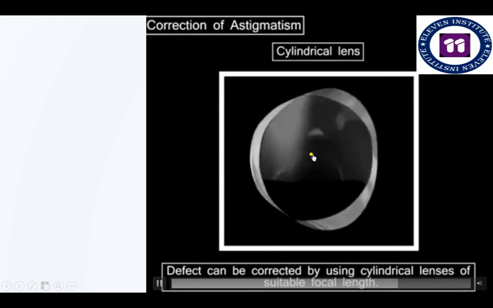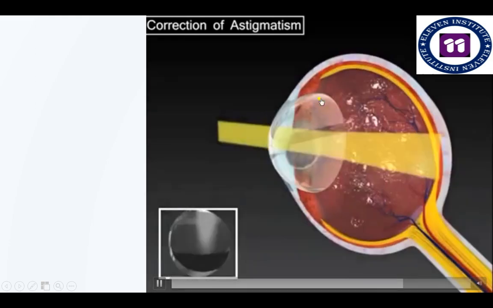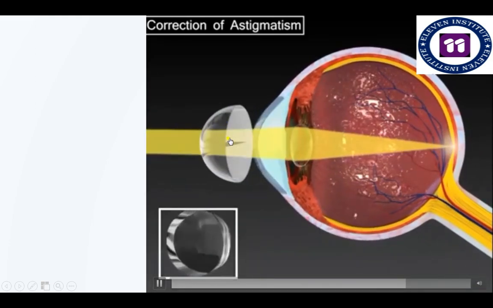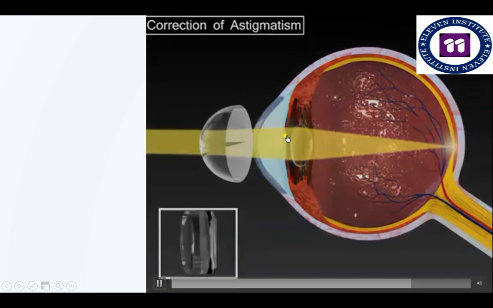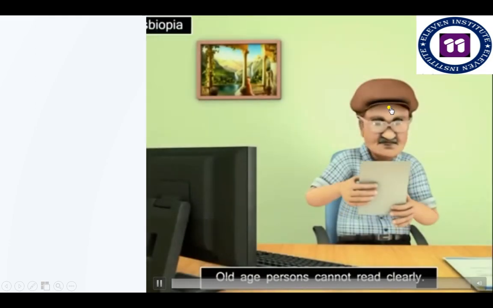So a cylindrical lens is used. What is this? This is a cylindrical lens like this, such that it is a part of a cylinder. A cylindrical lens is used to get a proper image over here for astigmatism. Not in our syllabus. Yes, presbyopia is in our syllabus.